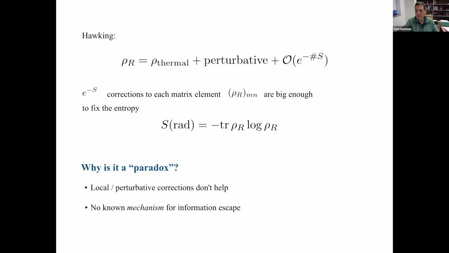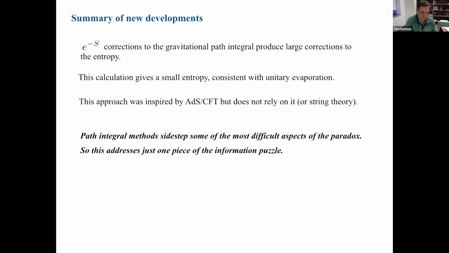But what we're going to see in this talk is that we do now know how to calculate that entropy of the radiation, and it actually is compatible with the black hole being unitary. Here I have those statements on this slide. The new developments are that there are e to the minus S corrections to the gravitational path integral that produce large corrections to the entropy. When you include these effects, this calculation gives a small entropy consistent with unitary evaporation.